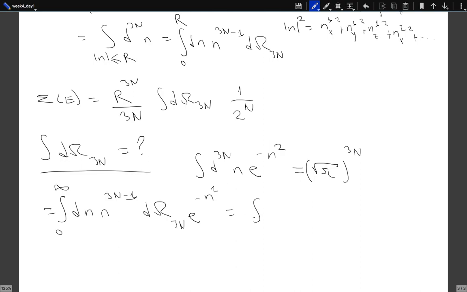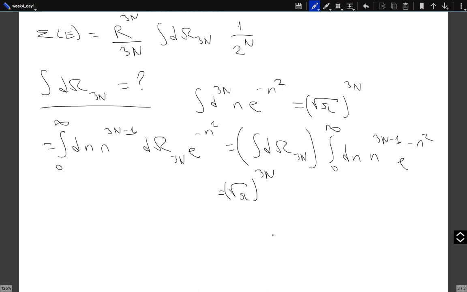This is equal to, well, this solid angle integral is independent of n, small n, times the integral from 0 to infinity dn n to the power 3n minus 1 e to the power minus n squared. This should be equal to square root of pi to the power 3n. So the solid angle that I'm interested in is just pi to the power 3n over 2 divided by this one-dimensional integral.